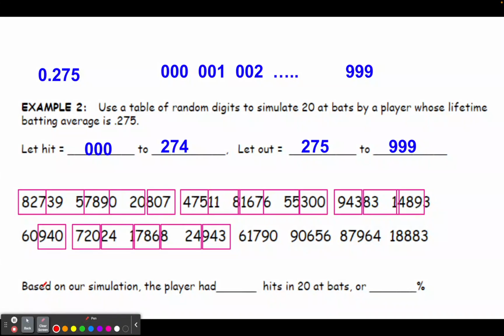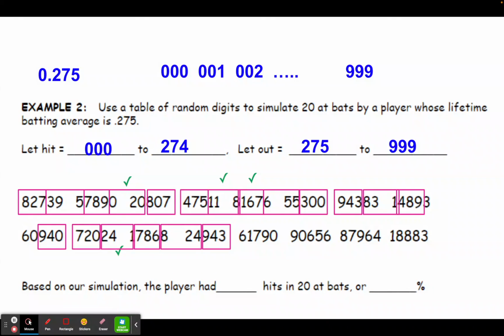Now what I'm going to do is look at each of those groups of 3 and count how many of them are between 0 and 274. So notice that one right there, 020, that's in that range. 118 is in that range. 167 is in that range. And then there are no other ones until I get down to the bottom row where there's that 241. So out of all those groups of 3, I only had 4 where the baseball player got a hit.